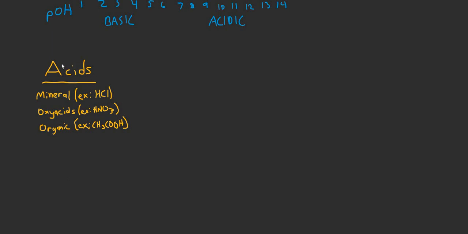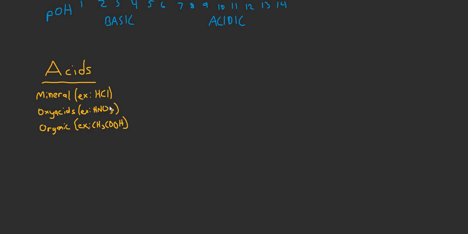So, acids can generally be thought of in three main broad categories. So you have your mineral acids, and an example of a mineral acid would be hydrogen and chloride bonded together, which is hydrochloric acid. So we will refer to HCl as hydrochloric acid, and it's an example of a mineral acid. Then you have your oxyacids, and our example here is nitric acid, which is HNO3.